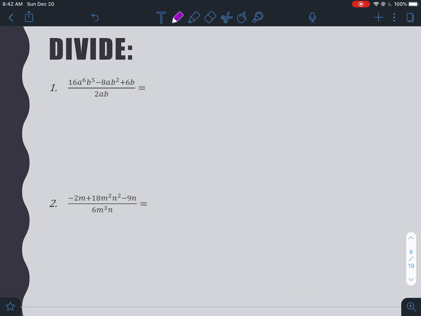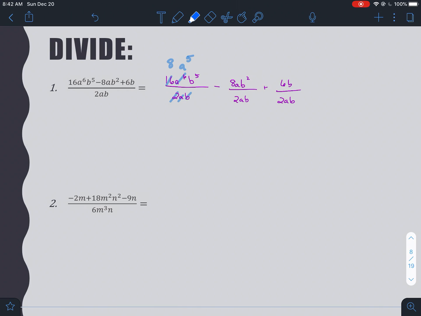16a to the 6th b to the 5th minus 8ab squared plus 6b, all divided by 2ab. So let's write this as 3 separate fractions. So 16a to the 6th, b to the 5th, all over 2ab, minus 8ab squared, all over 2ab, plus 6b over 2ab. And then reduce each of those fractions.